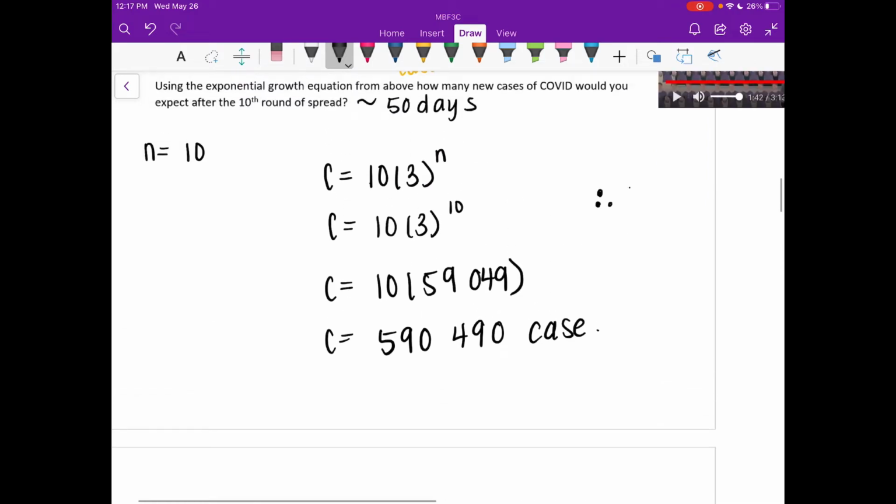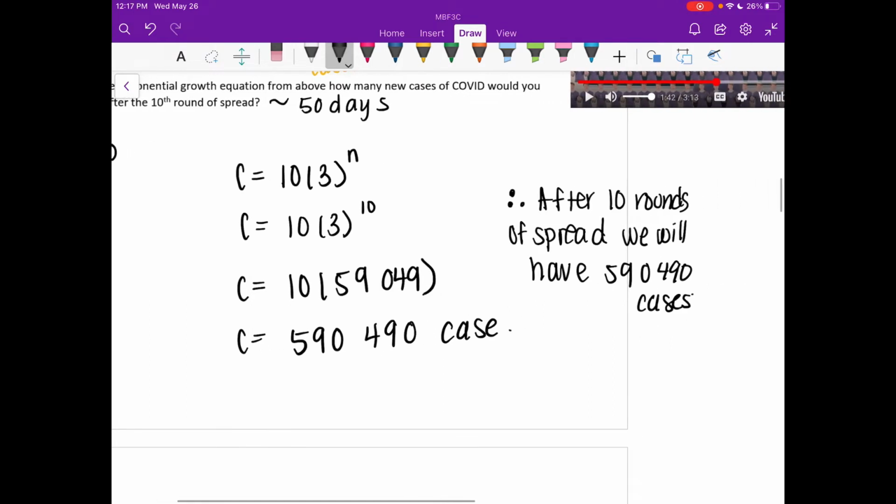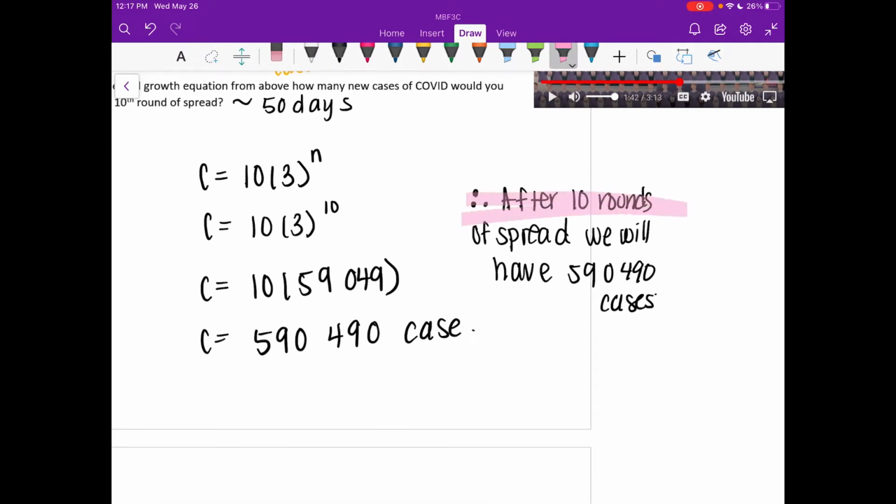So, therefore, after 10 rounds of spread, we will have 590,490 cases. And yeah, some of these will be resolved. They won't all be active cases, but that's still quite a bit of growth if you think about it, right? And if we were to graph that, you would see that.